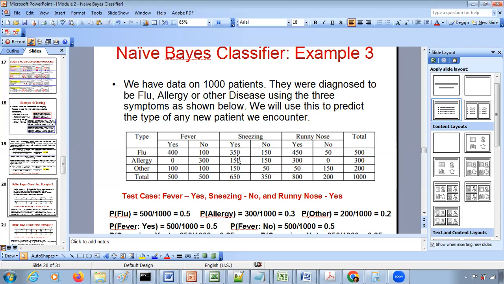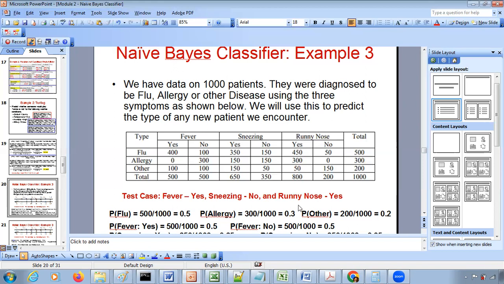Similarly, for sneezing, the sum of the yes values, 350 plus 150 plus 150 is 650. So out of the 1000 patients overall, across all the diseases, 650 reported sneezing as yes. And then the sum of these three is 350, which is 1000 minus 650. So 350 reported sneezing as no out of the 1000 patients.